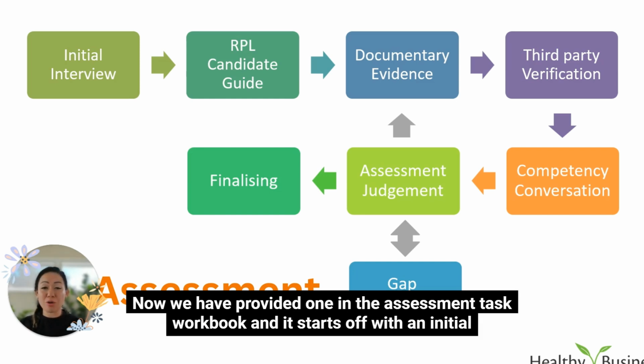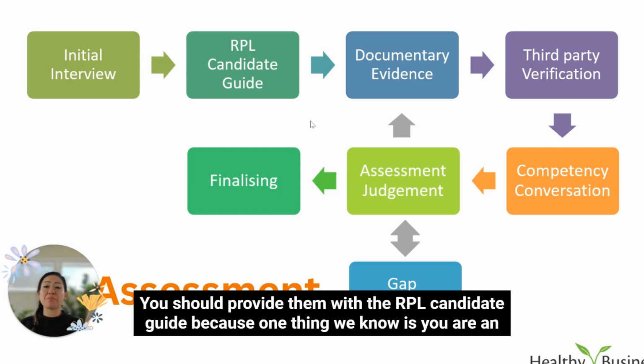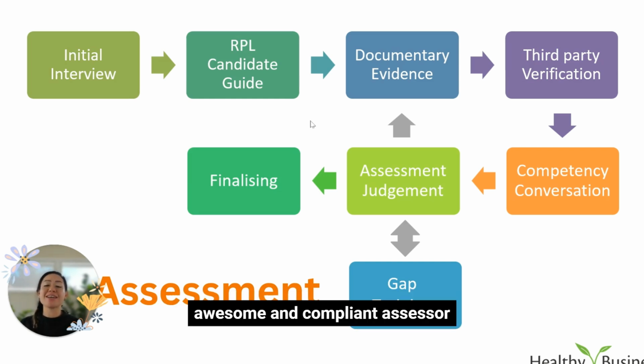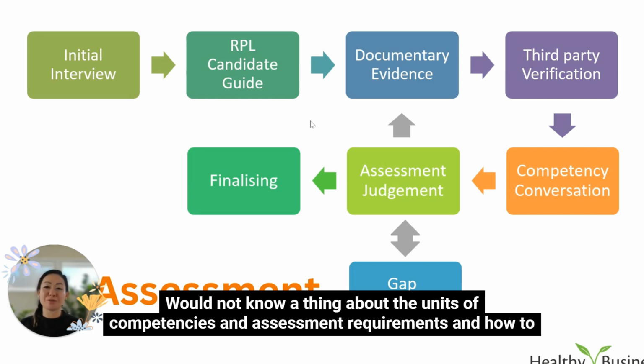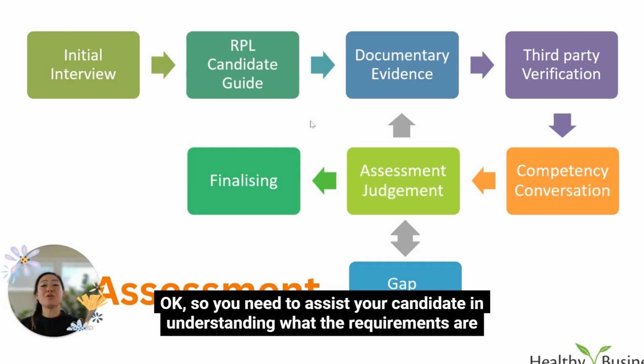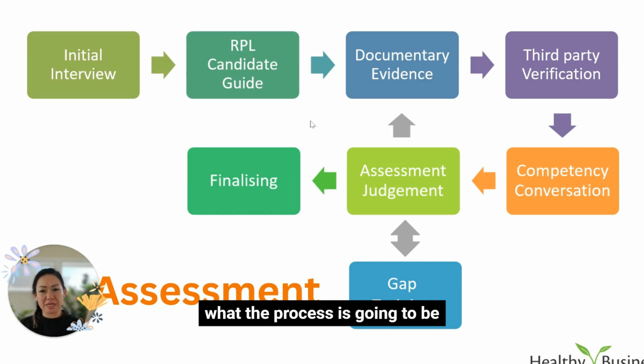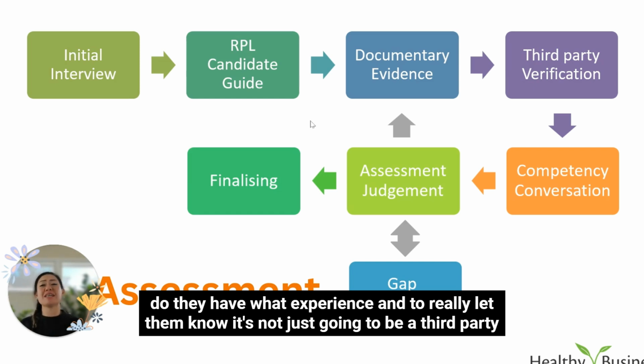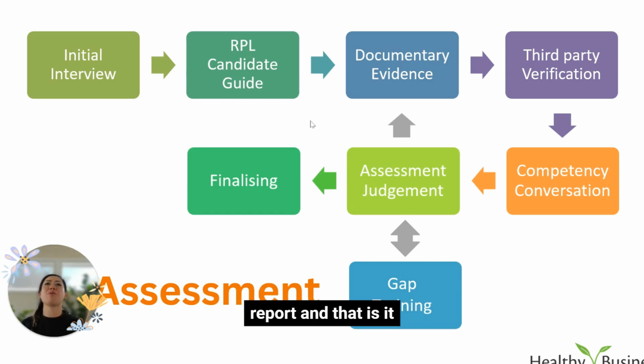Now, we have provided one in the assessment task workbook, and it starts off with an initial interview. You should provide them with the RPL candidate guide, because one thing we know is you are an awesome and compliant assessor, but your candidate would not know a thing about the units of competency and assessment requirements and how to actually interpret them. So you need to assist your candidate in understanding what the requirements are, what the process is going to be, what evidence they have, what experience, and to really let them know it's not just going to be a third-party report and that is it.